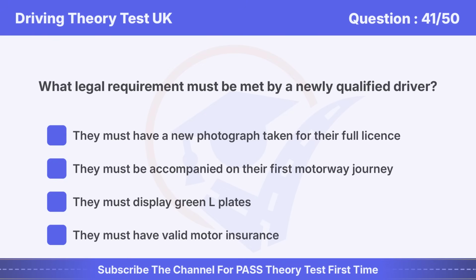Question 41. What legal requirement must be met by a newly qualified driver? Option A. They must have a new photograph taken for their full license. B. They must be accompanied on their first motorway journey. C. They must display green L plates. D. They must have valid motor insurance. Answer is D. They must have valid motor insurance.